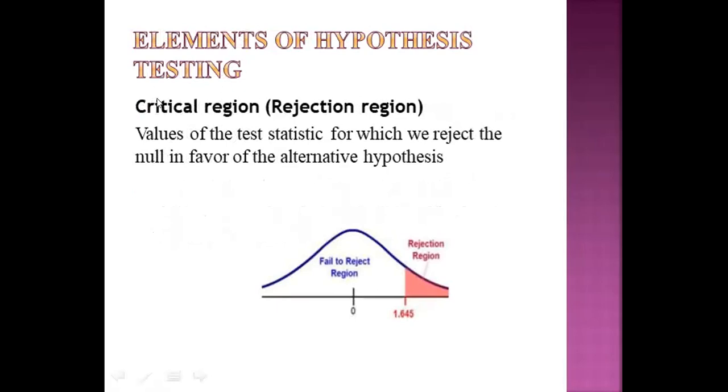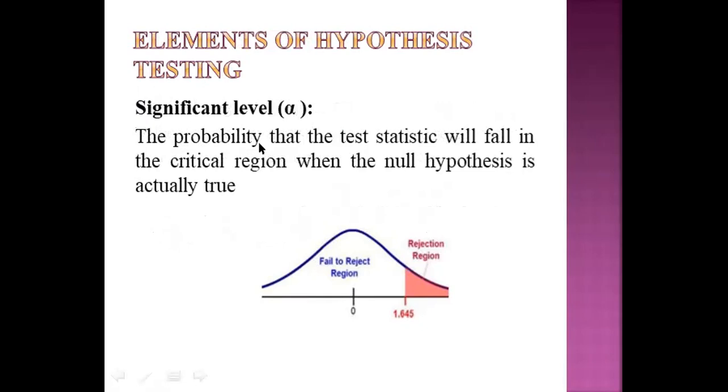There is also a critical region or rejection region in hypothesis testing, which is the value of the test statistic for which we reject the null in favor of the alternative hypothesis. This is in the normal curve. The tail represents the rejection region, and the center represents the fail to reject region or acceptance region. The rejection region is also known as the critical region.